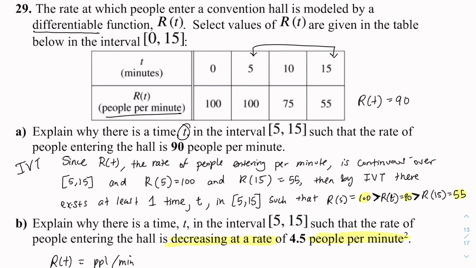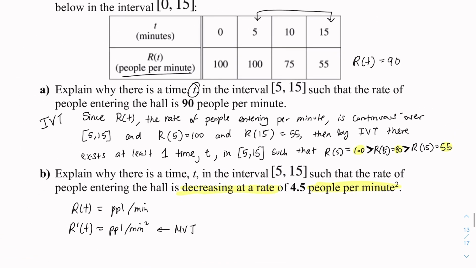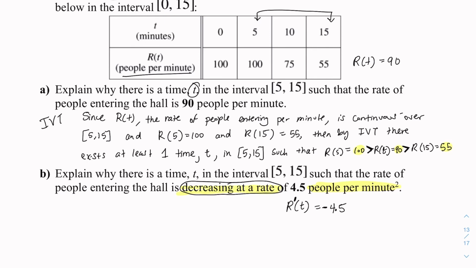We are now dealing with the slope, meaning that MVT is the relevant theorem here, because we're dealing with the slope. So what we're basically being asked to find is the time t where the slope is 4.5. But actually not even that is correct, because it says where the rate is decreasing at a rate of 4.5. So this should actually be negative slope. So let's get started with the MVT, which starts the same way as IVT, same wording.